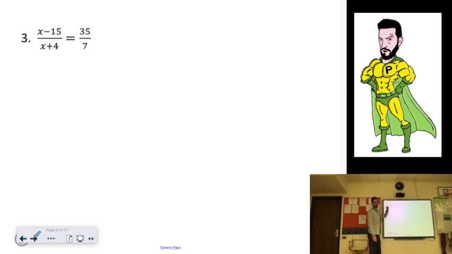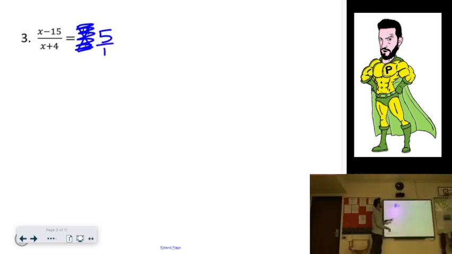We're gonna cross product, or check this out. The right side, you have 35/7. 35 divided by 7 is just 5. So if you wanted, you could make this 5/1, or just make it 5. It would come out with the same answer if you kept it 35/7. Now, I do want you to think of this as 5/1 for a second, because when we're setting up the cross products, the 5 is going to go with the x plus 4.